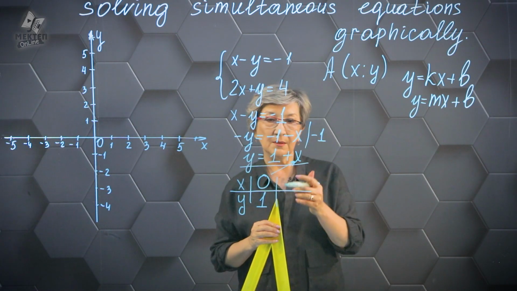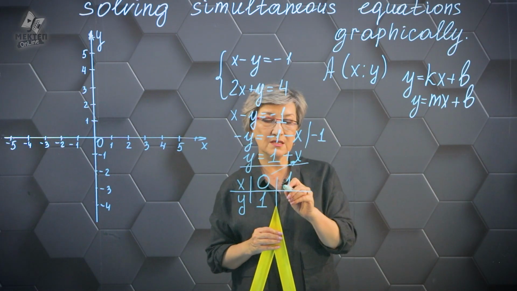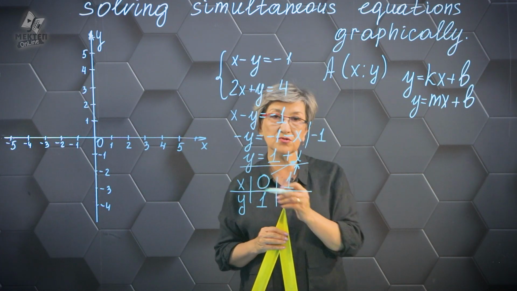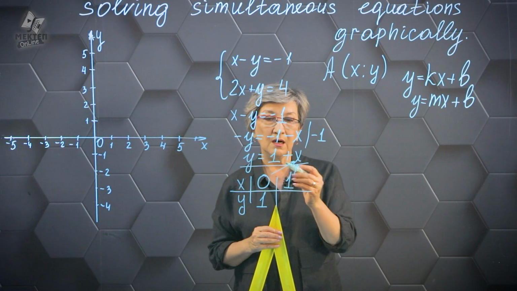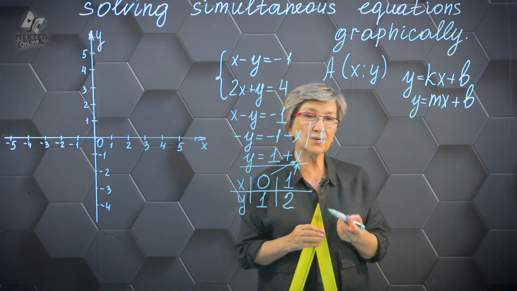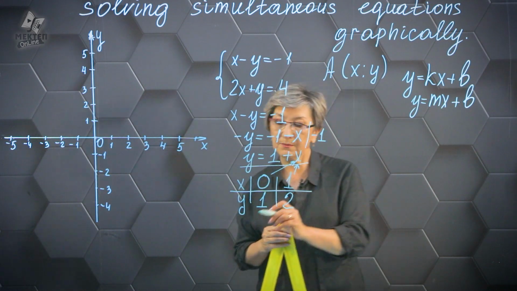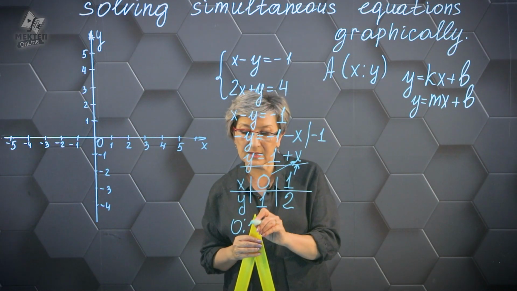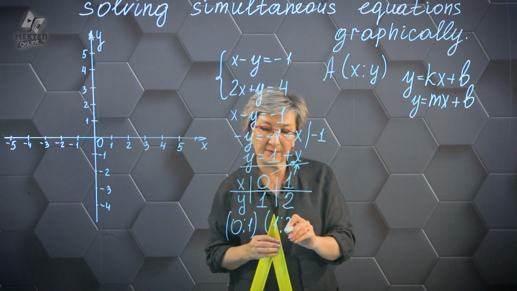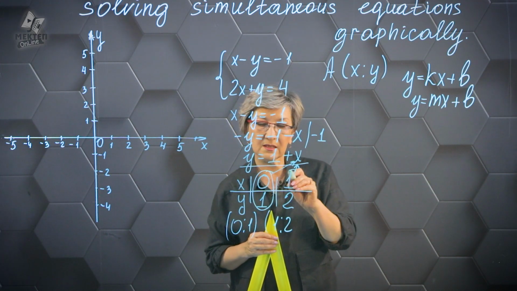For example, if x equals 1, then I substitute 1 for x and find the value of y. 1 plus 1 is 2. As a result, I have 2 points. The first point is 0, 1. And the second point is 1, 2.